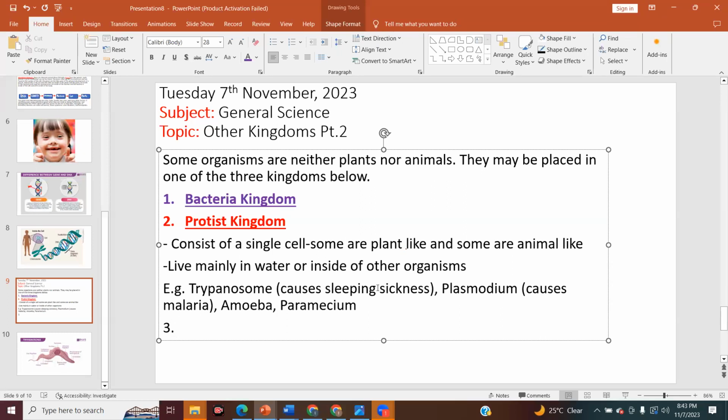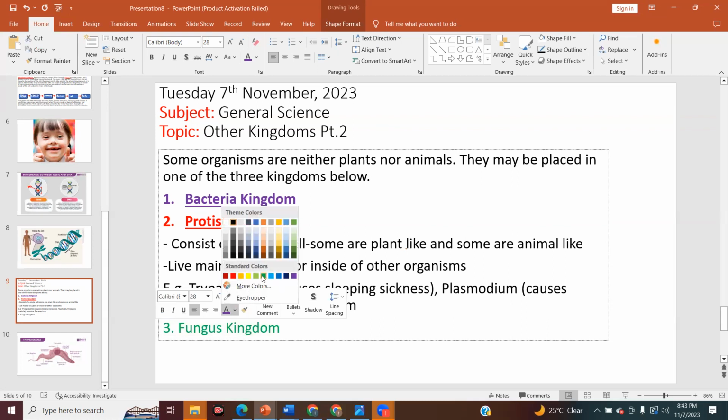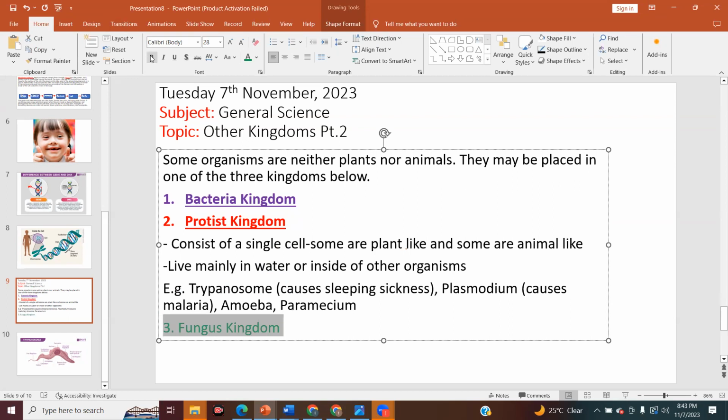All right, number 3 is the fungus kingdom. And what type of organisms can we find in the fungus kingdom? Give me some examples of fungus. How about yeast? Yeast is an example of a fungus. Mold is an example of fungus. Mushroom is an example of fungus.